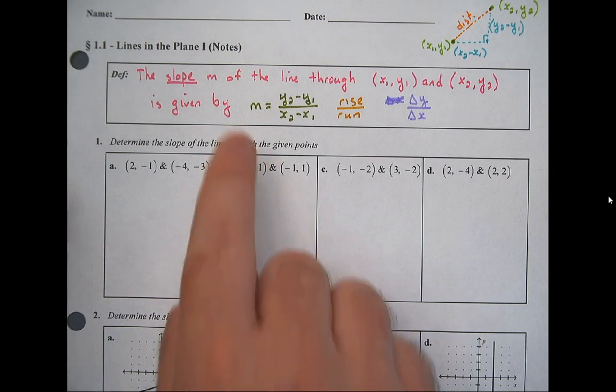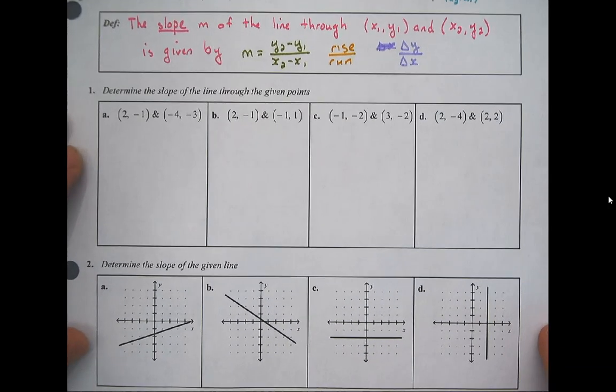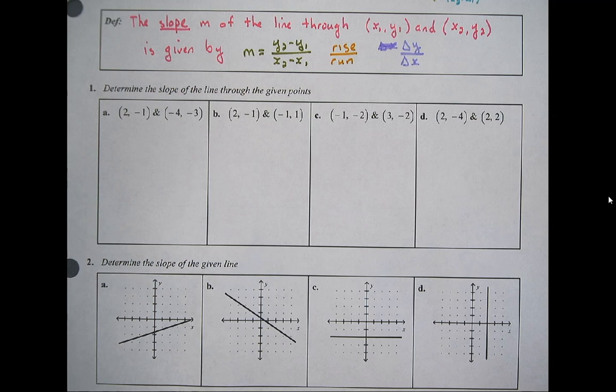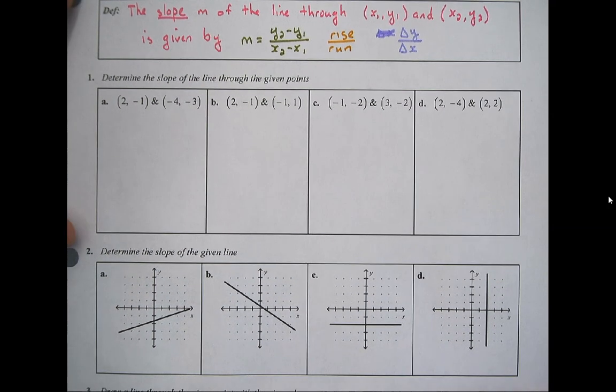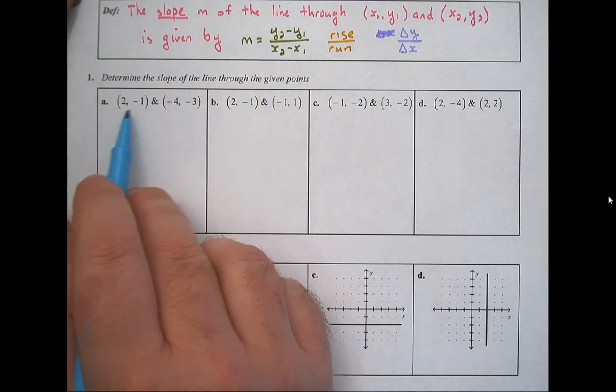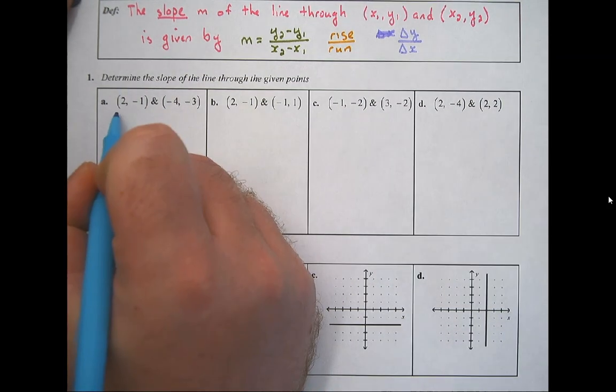Okay, so now that we've got this idea of slope, let's go ahead and calculate some slopes. Determine the slope of the line through the given points. So this first one, I'm going to show in real detail. This is what I would do if I was teaching this in Algebra 1. You don't have to do this every single time, but to understand it the first time, it might be helpful.